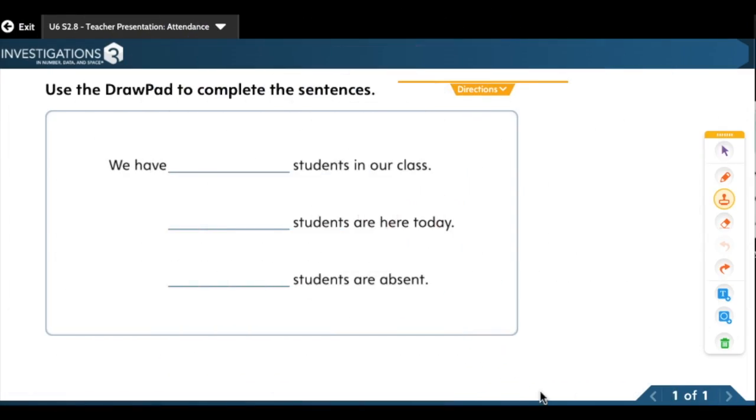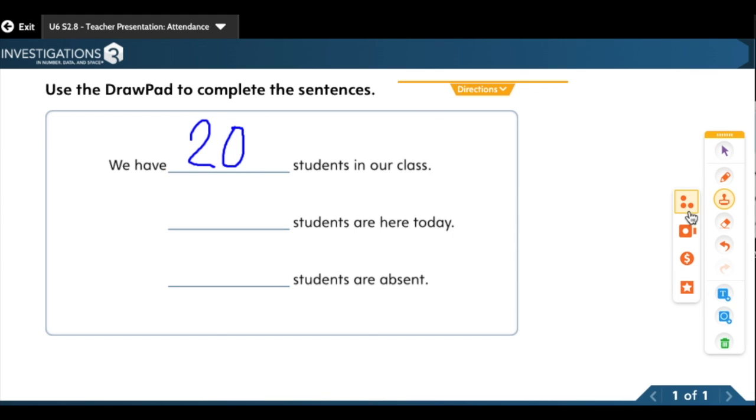Today, we're going to start by taking attendance. Friends, today we are going to start math class by taking attendance. We've seen this before. It says, we have blank students in our class. Well, in my class, there are 20 students. Think about, how am I going to write the number 20? 20 is a 2 and a 0.